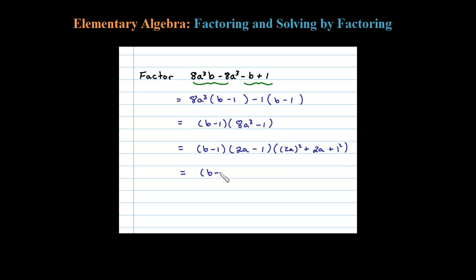And then cleaning everything up, my final answer here is b minus 1 times 2a minus 1 times 4a squared plus 2a plus 1. That's my complete factorization.